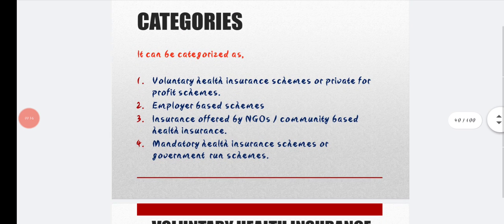What are the categories? The first is voluntary health insurance schemes or private for-profit schemes. The second is employer-based schemes. Third, insurance offered by NGOs, community-based health insurance. Fourth is mandatory health insurance schemes or government-run schemes.